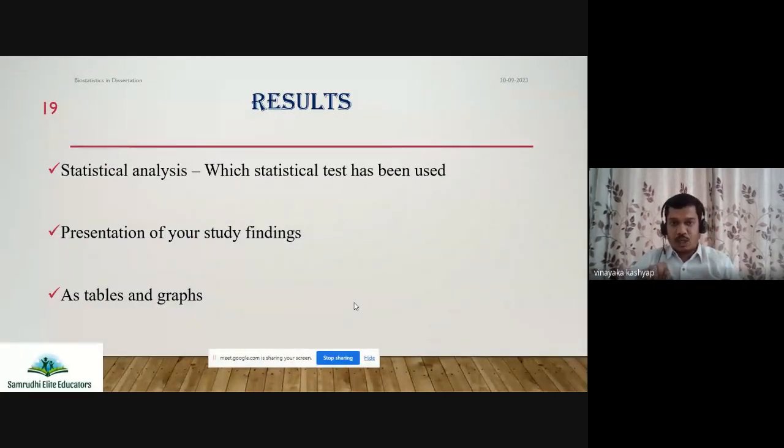Then coming to presentation of your study findings. After you have collected the data, entered it in the master chart, and analyzed the data, you will present it in your results. In what way? In tables and graphs. Usually the tables will be frequency table and association table, and the graph can be a bar diagram, line diagram or pie chart, all these things, right? So this is your results, and then you have to interpret below the table and the graph. For example, we found in our study that 30% of the patients were aged less than 30 years, 50% were aged more than 30 years, like that. That is how you are supposed to interpret whatever you have found in your study.